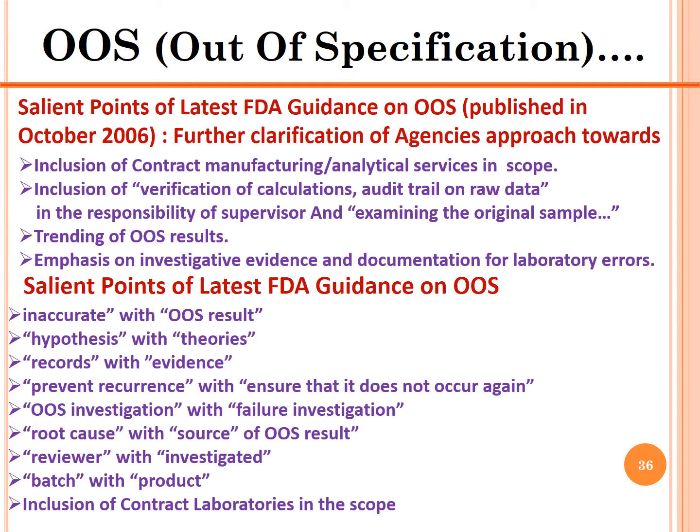Salient points of the latest FDA guidance on OOS. Inaccurate OOS result: hypothesis with theories. Records with evidence. Prevent recurrence: ensure that it does not occur again. OOS investigation with failure investigation. Root cause with source of OOS result. Reviewer with investigated. Batch with product. Inclusion of contract laboratories in the scope.